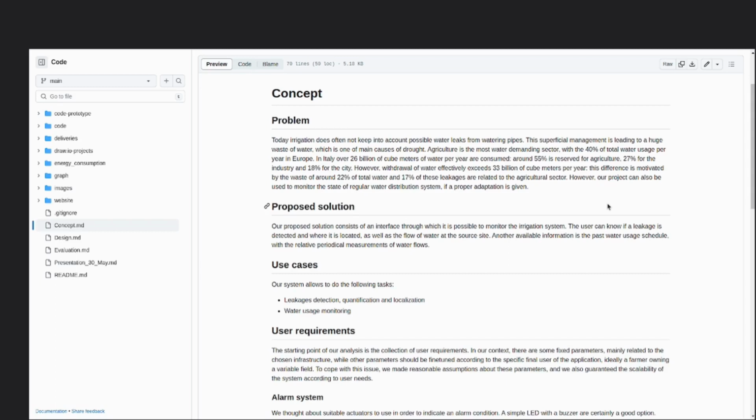However, today existing approaches are more focused on designing different irrigation strategies rather than caring about effective water leakages through pipes. Instead, we decided to focus on this aspect.